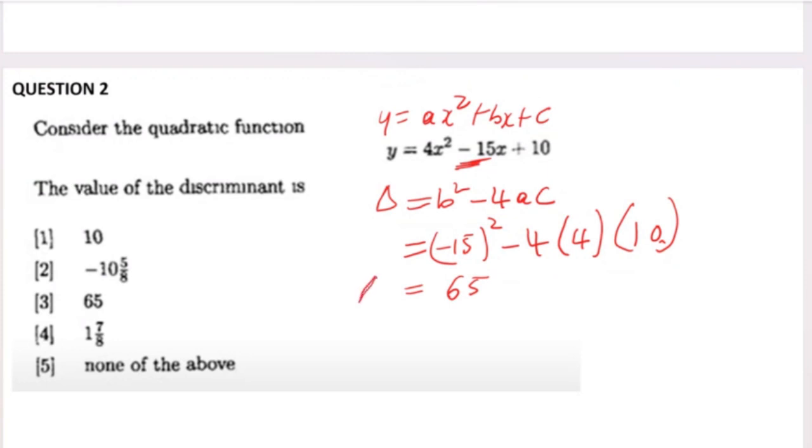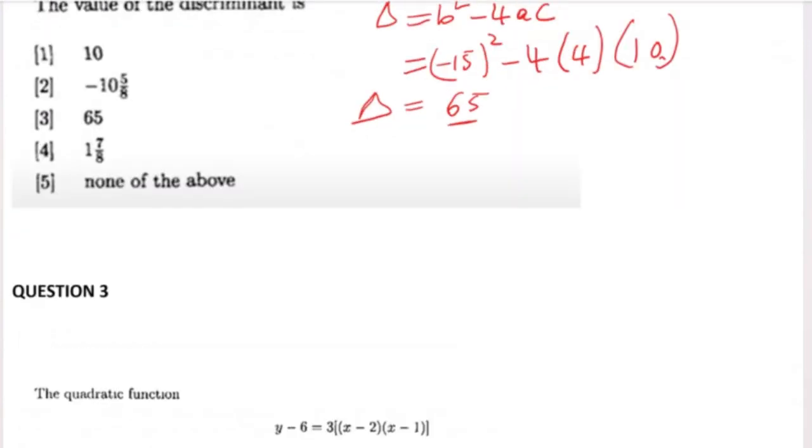So if your discriminant is greater than 0, then you know this thing has got 2 real solutions. It means you can go and find the solution, the x-intercepts. Either you can use the formula or you can factorize. It will depend on the situation that you are in.